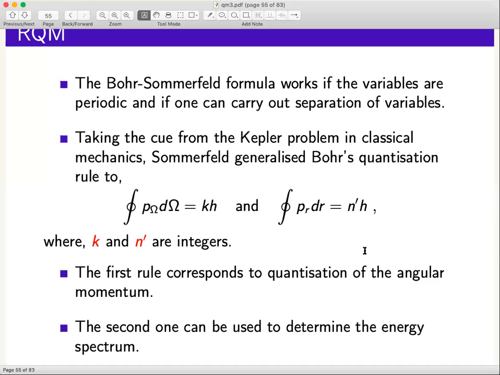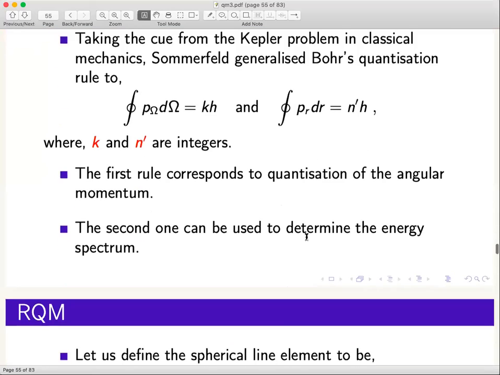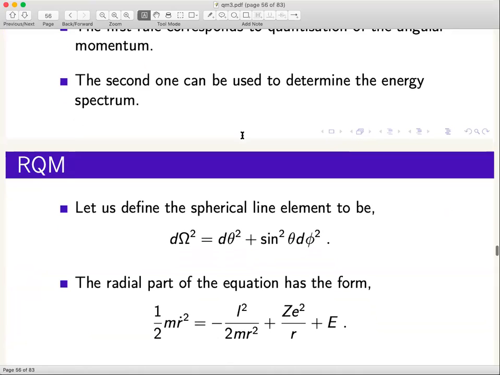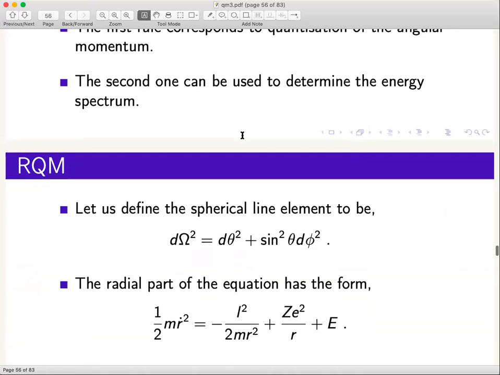So in the last class, we were looking at the Bohr-Sommerfeld formula, and as I was saying, Sommerfeld generalized the Bohr quantization rule to include elliptical orbits. In other words, he included the concept of angular momentum to whatever Bohr had considered. What he showed was that he basically followed the idea from the Kepler problem, and he wanted to see whether he can actually recover the equation of an ellipse.